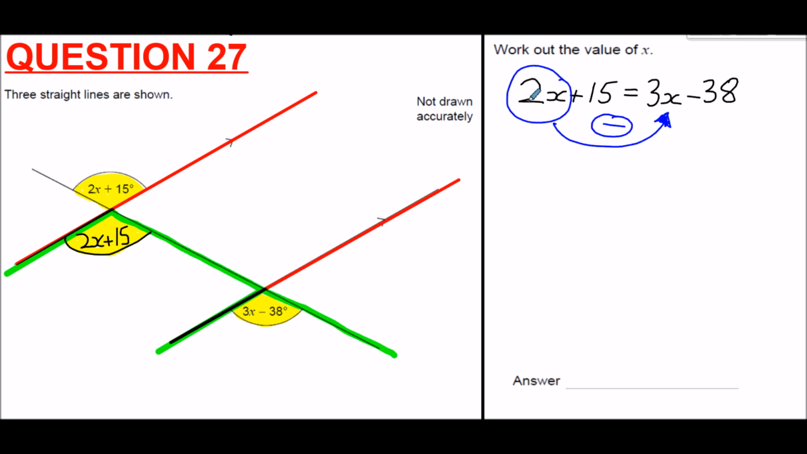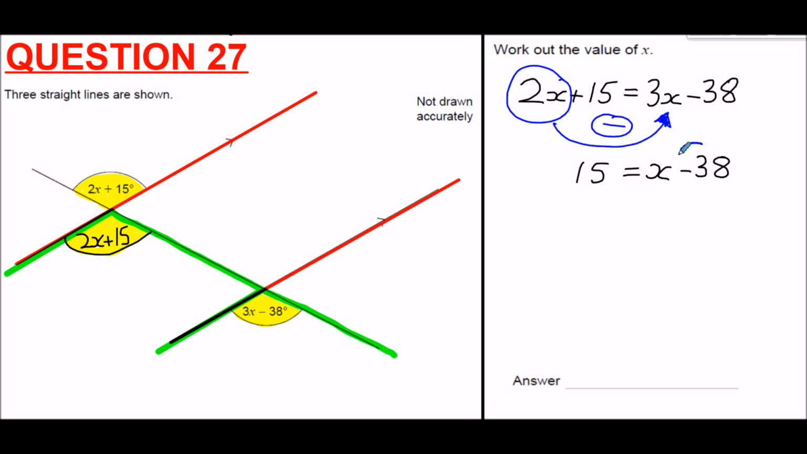The 2x as it stands is positive. When it moves over, it'll become minus. And so over on the left, we'll just be left with 15. On this side, 3x take away the 2x, leaves us with just 1x, and minus 38.